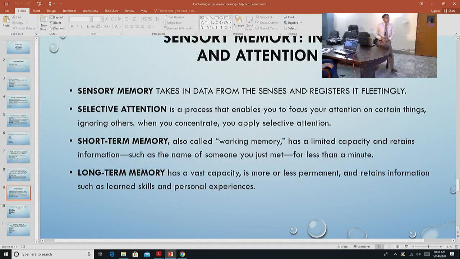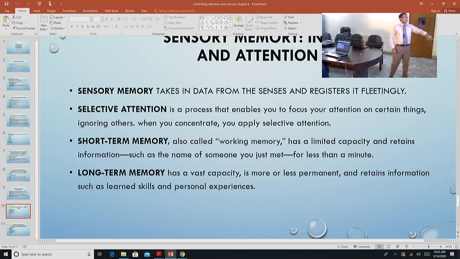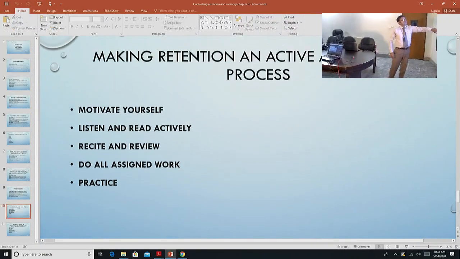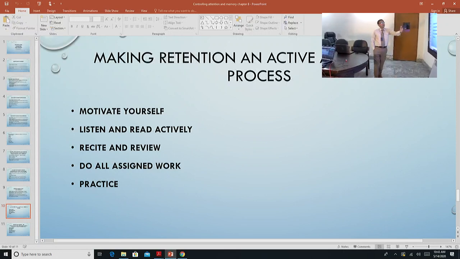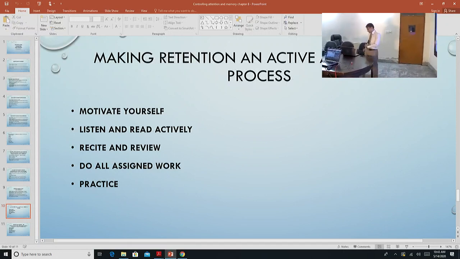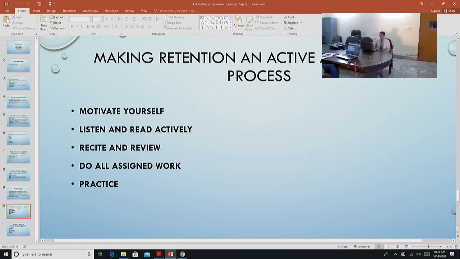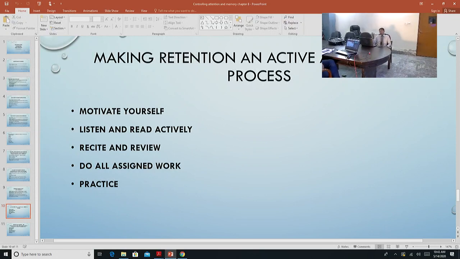Okay, then we move forward, and making retention an active and effective process. So this is also very important. Motivate yourself. If you are internally motivated, of course you are going to get good grades. You are not running after the teachers, saying please give me good marks, which students usually do. So we should avoid this thing. We should never ask the teacher, okay, give me good marks.